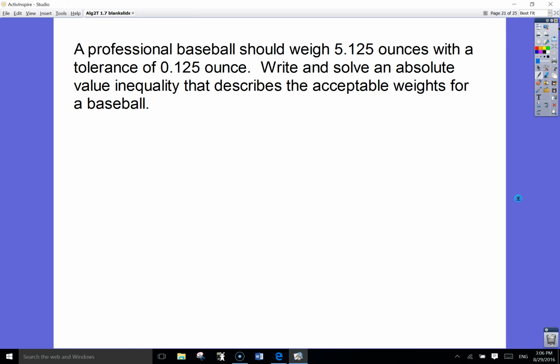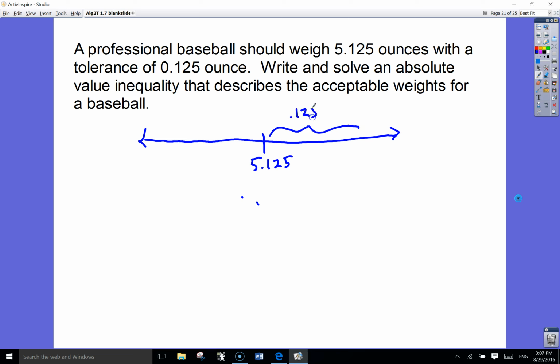Okay, what they're saying is the tolerance, the distance from the target weight, can only be 0.125 ounce. Looking at that on a number line, that means 5.125 is the middle. That's what we're aiming for. And the tolerance is how far to each side can you go. And you can go 0.125.